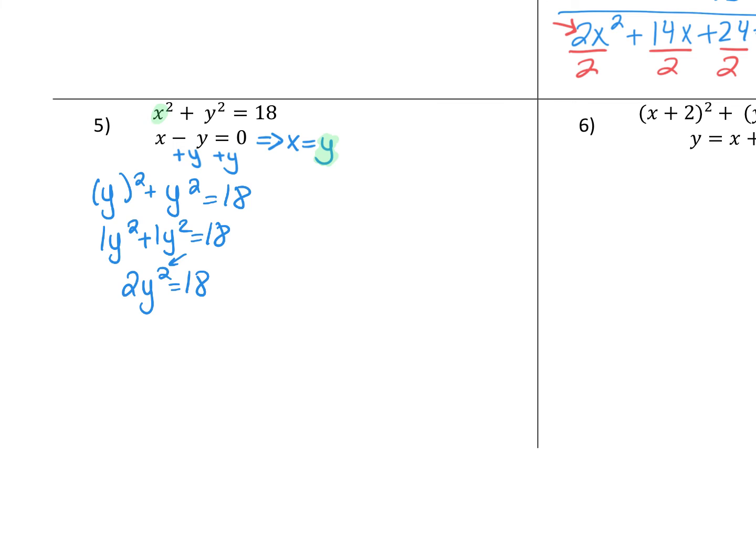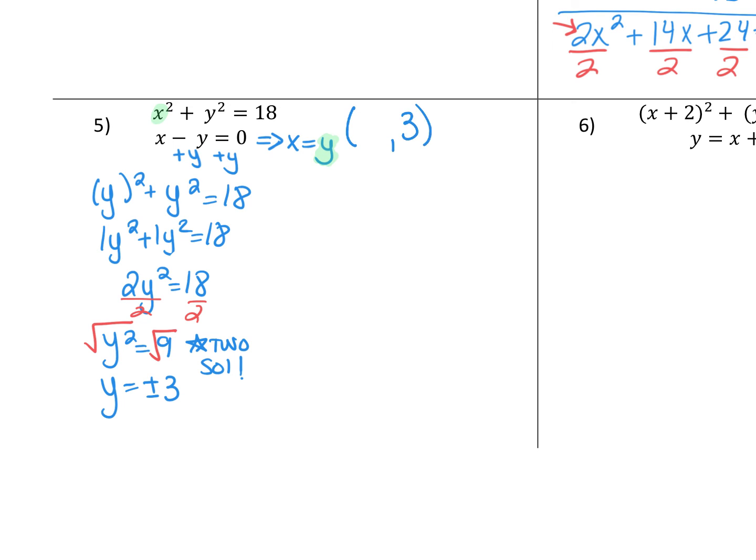Now, this is still a quadratic equation because it has that squared, but I don't need to make it equal to 0 because I just have the one variable. So I'm just going to finish solving this by dividing by 2, and then when I have a squared, to get rid of a squared, I'm going to square root. Now be careful, when you square root, you have to remember you get two solutions. So I'm going to get positive and negative 3. So when I go to write my answer, I'm going to have something comma 3 and something comma negative 3. So remember, we just solved for y, so that's why I'm putting the 3 and the negative 3 in the second spot.